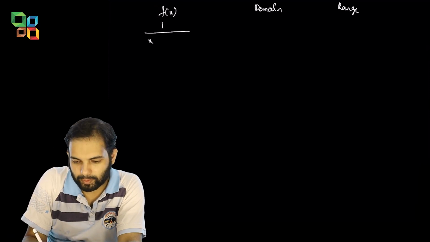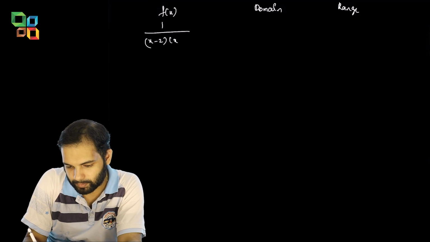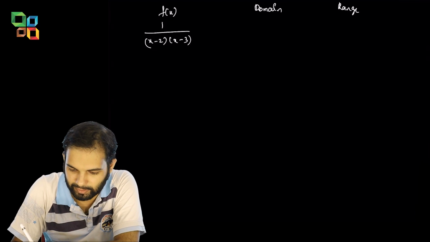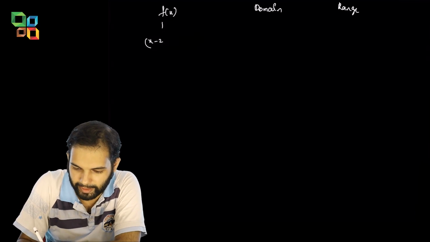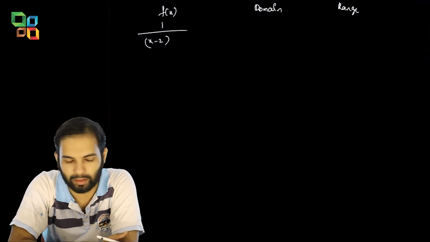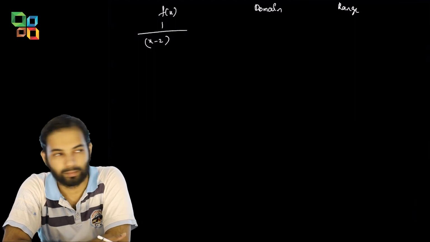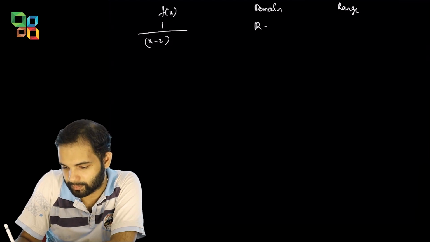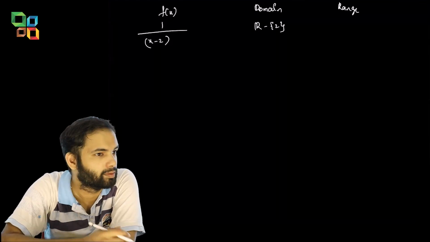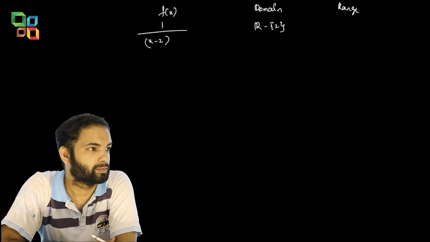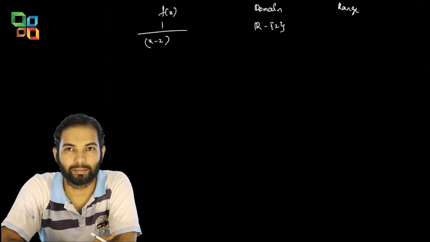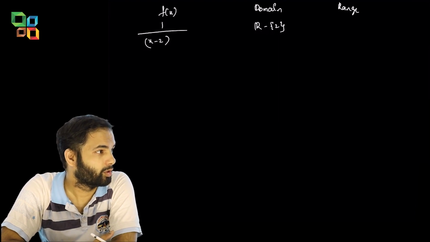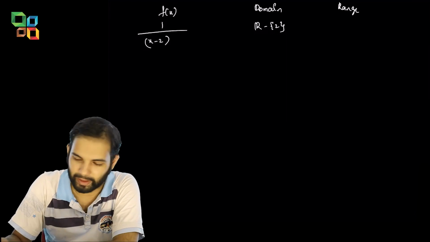So 1 by x minus 2 into x minus 3. Before this, we'll just see a simple one. 1 by x minus 2 we'll see, then we'll go there, right? 1 by x minus 2. All reals except 2. Okay. What about the range? All real numbers except 0. Everybody agrees? Okay, fine, great.